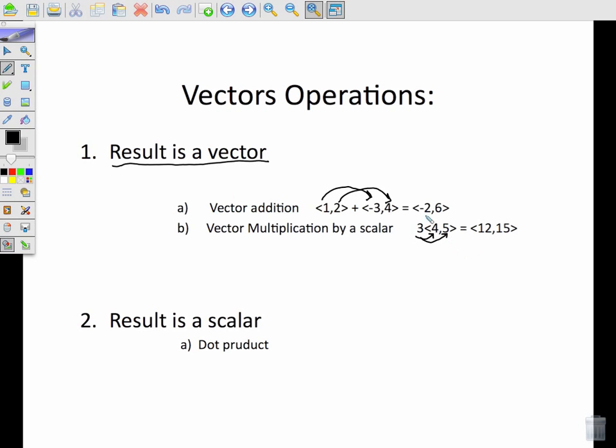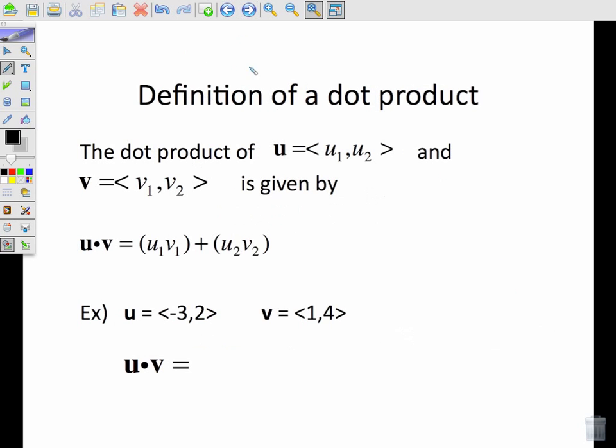The one time when the result is not a vector is when we are doing a dot product. A dot product is the multiplication of two vectors, like vector v dot vector u. Those are the symbols you're going to see. When you do the dot product, the result is a number. So let's look at the formula.